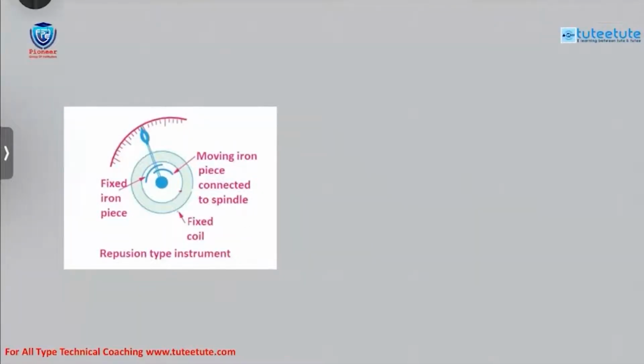So whatever you see, that is the attractive type. Now we are going to see the repulsive type. Repulsive type moving iron instrument. This is the repulsive type.